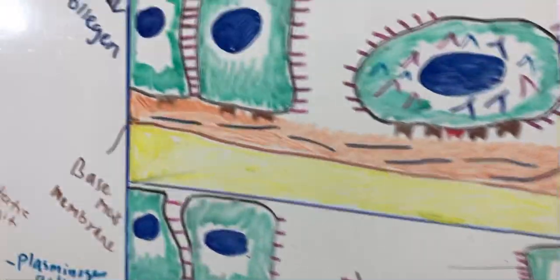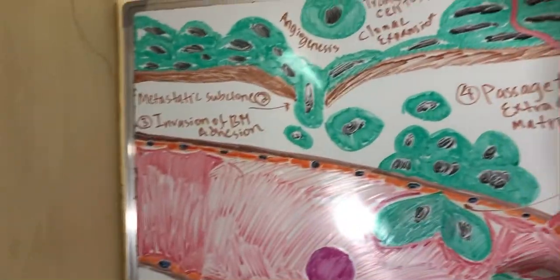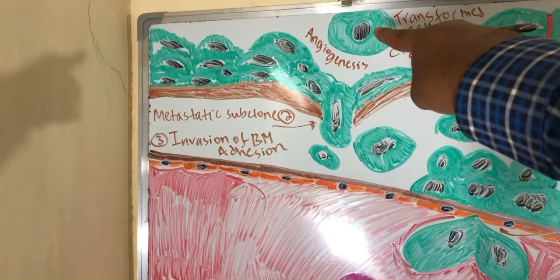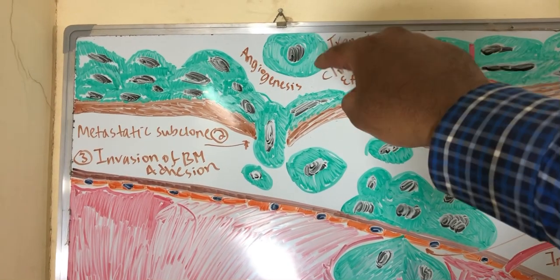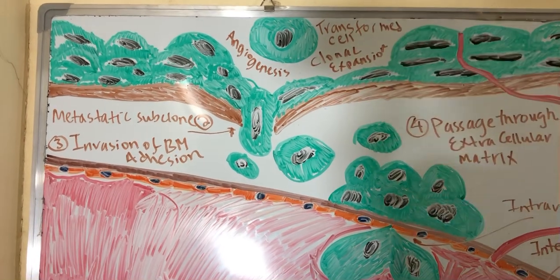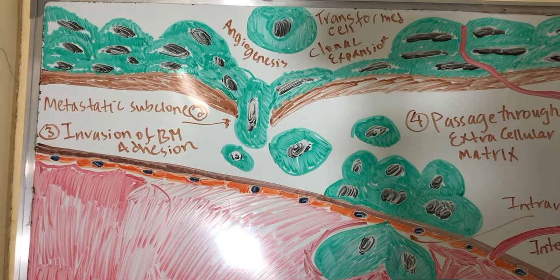Now, let's look at metastasis. What do we see here? Where is our bad apple? It's right there. That's our transformed cell. That is the cancer cell. That is the cell that used to be normal but underwent a genetic defect.